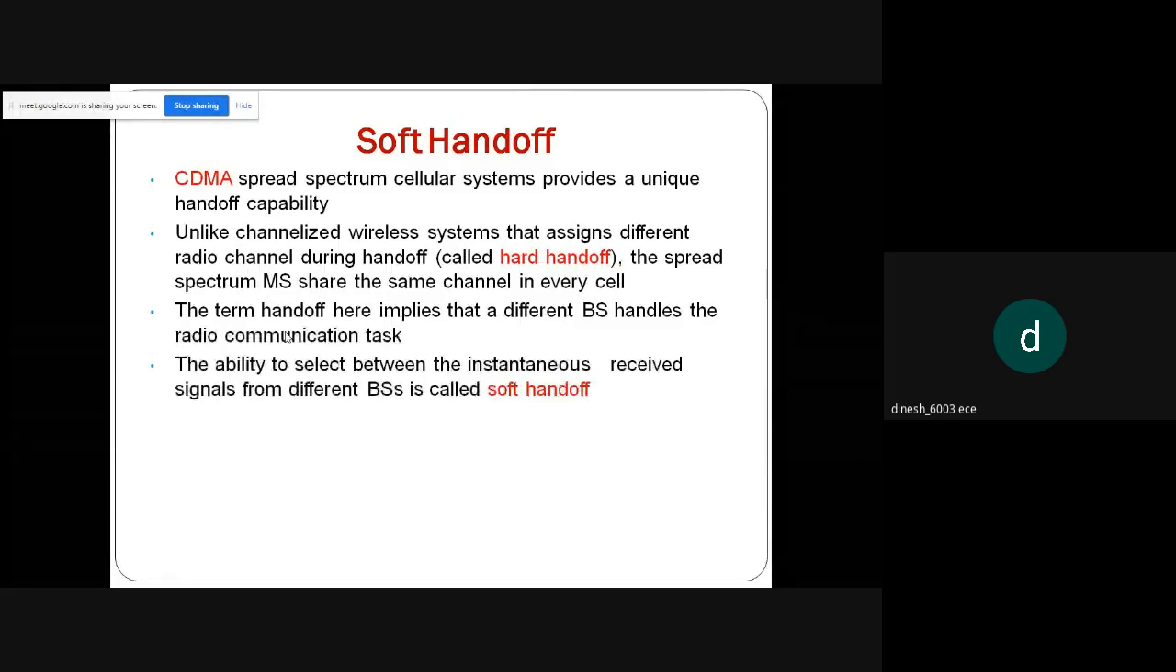And the ability to select between the instantaneous received signals from different base stations is called soft handoff. So handling the channels within the same cell we call hard handoff. With different base stations we call soft handoff.